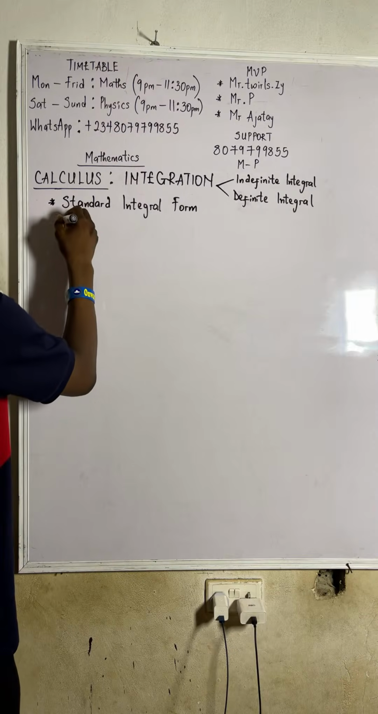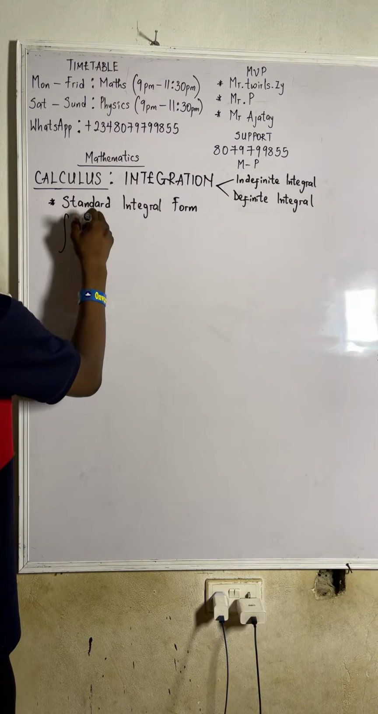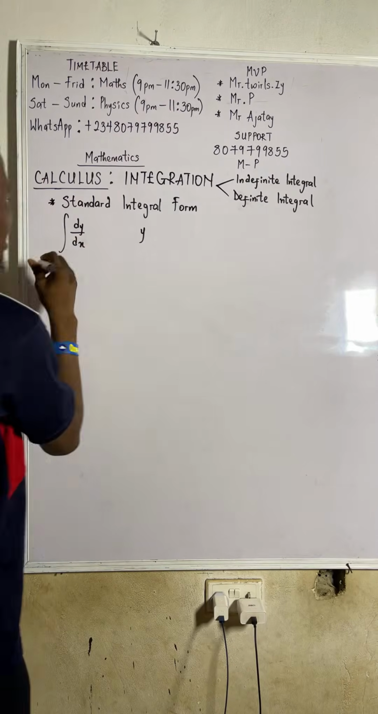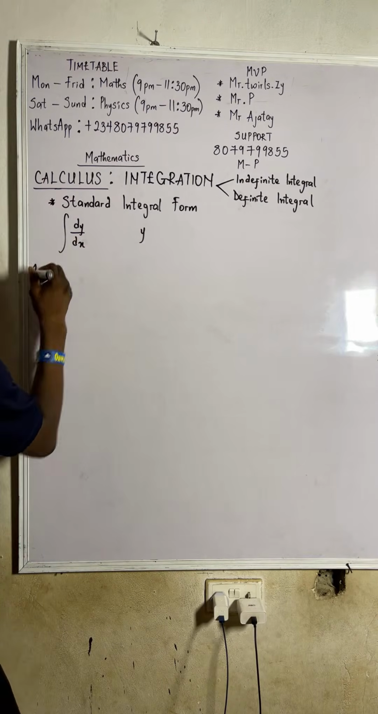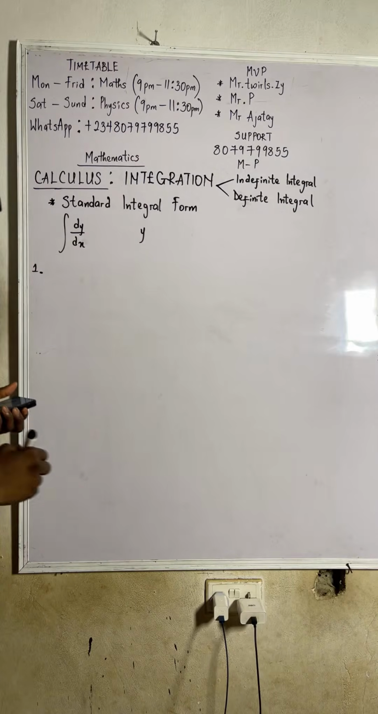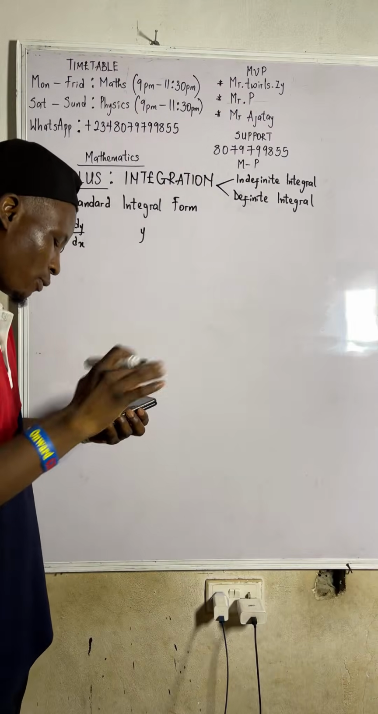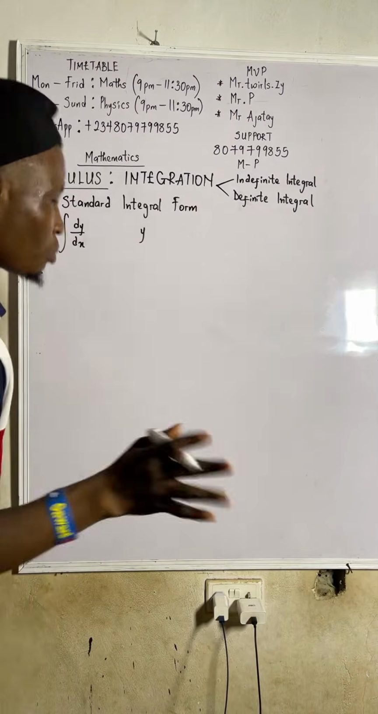Now, these are the formulas. Let's say you're given the integral of dy dx and you are getting y. These are the formulas I want to give you. For a definite integral, you don't add plus c to your answer. You don't add plus c.